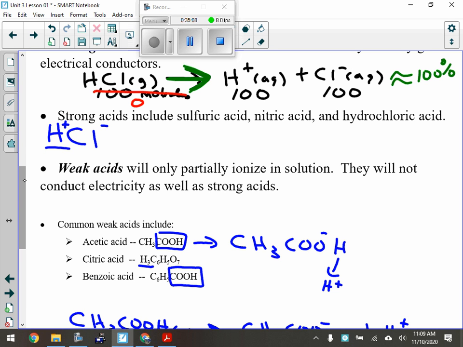Yes, pH is a factor. Yes, concentrations are a factor. Those are all things that we can consider in the big scheme of things for how dangerous that would be to us. But as far as strong and weak acids, that's their definition. And we'll leave it at that for today.